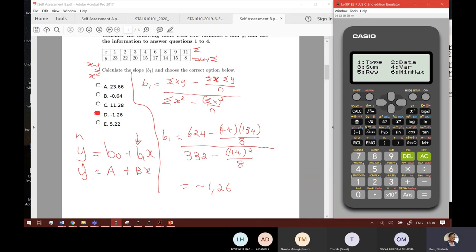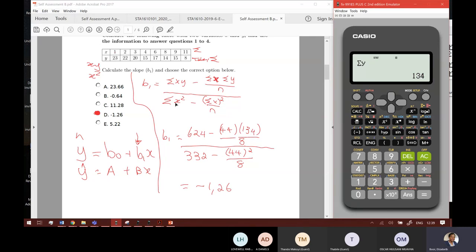The sum-sums are those summations. So if I press 3, you should get all of them. If I want the sum of XY, which is button number 5, and I press equal, 624. I must go back, number 3, and I want the sum of X, which is button number 2. And it's 44. And if I go back, shift, set, 3, and I want the sum of Y, which is button number 4, and I press equal, I get 134.